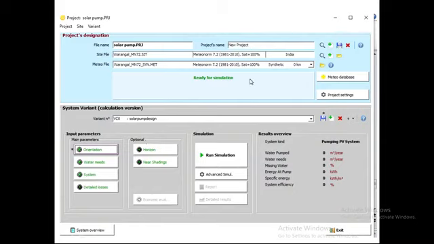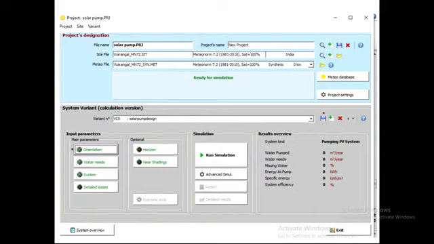Okay, so at every step you have to see the message. This is the message box. You can see here "ready for simulation". Why? Because everything is good, that's why it is giving the message. At each and every step you will get some message, either a warning message or an error message. You definitely have to read that message. Then only you can understand whether you can go for the next step or you are stuck at the same step.